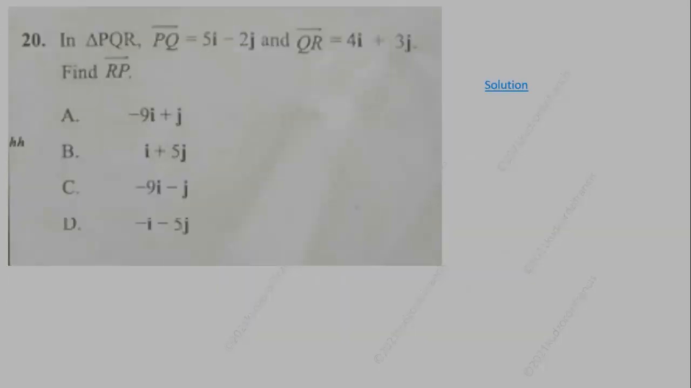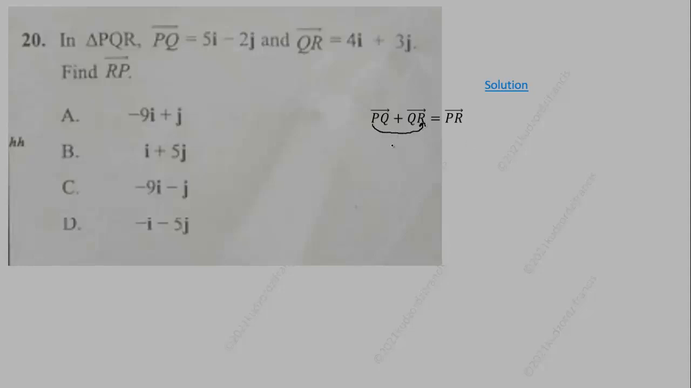Now let's look at number 30. In triangle PQR, PQ is this, and QR is 4i plus 3j. Find RP. So we use the triangular law of vector addition. PQ plus QR should give you PR.